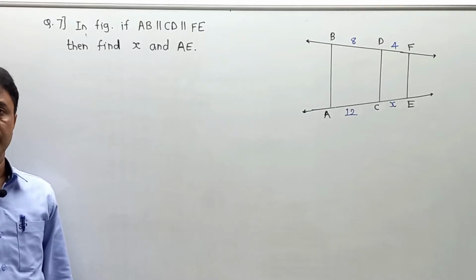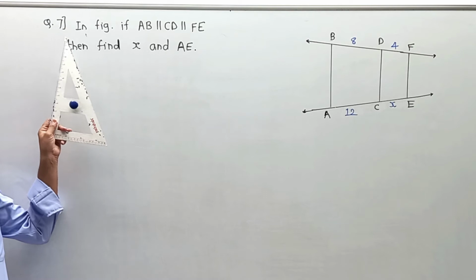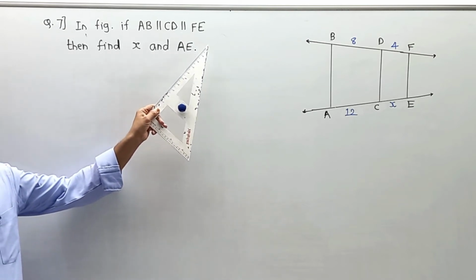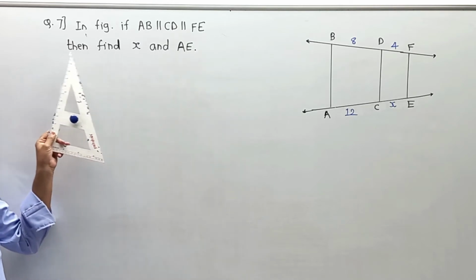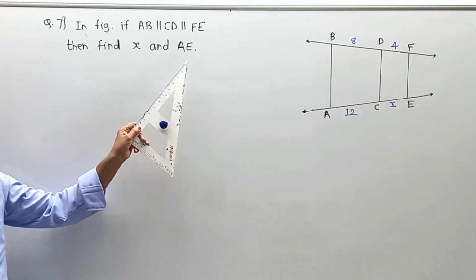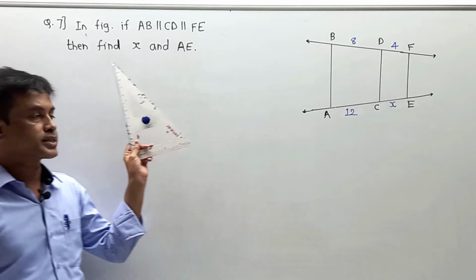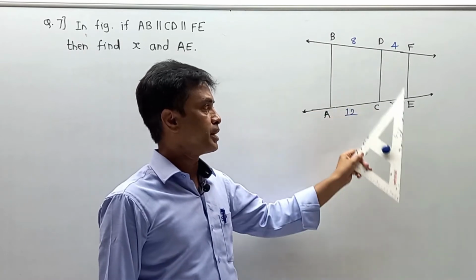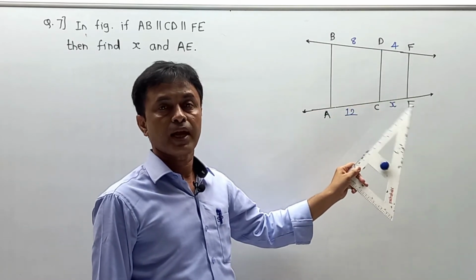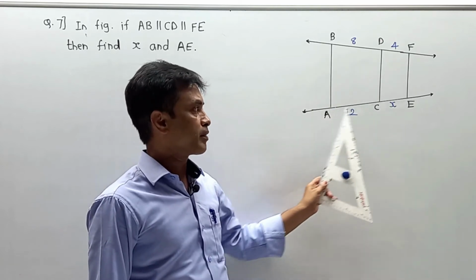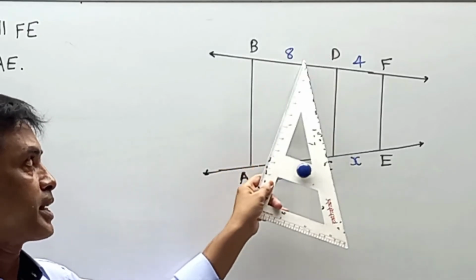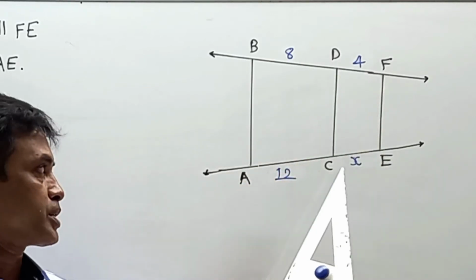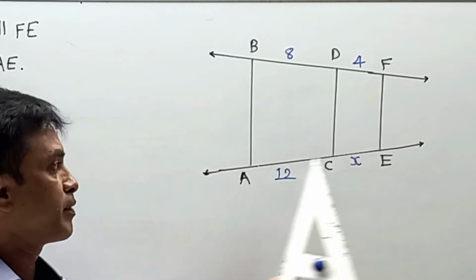Now moving to the next numerical, question number 7. In the figure, if AB is parallel to CD parallel to EF, then find X and AE. Now we are trying to understand the same question from the diagram point of view. They have given AB parallel to CD parallel to EF, and in terms of data they have given AC as 12, BD as 8, DF as 4, CE as X. Then the question is find the value of X and find the value of AE.